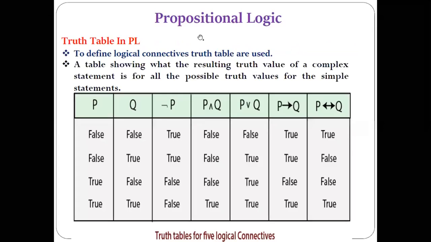Same we can see in the table also. In case of P or Q, this is our P or Q. Now if both are true, then it is true. Understood? If any of these is true, then also it is true. But if both are false, then it is false. Okay?